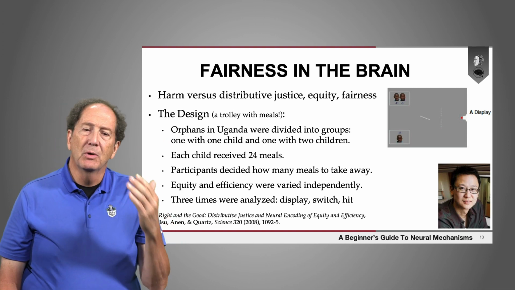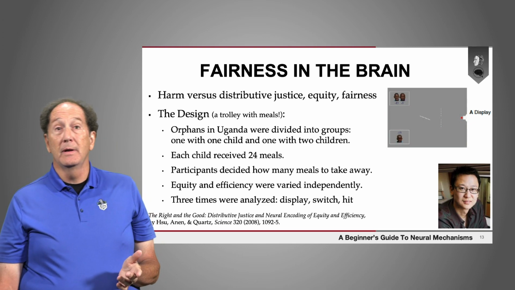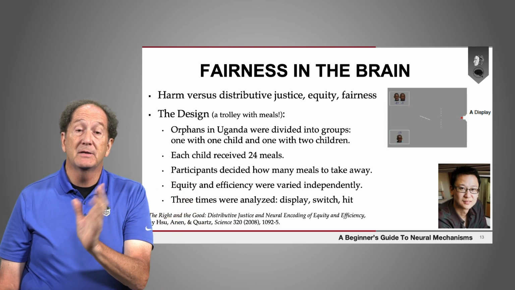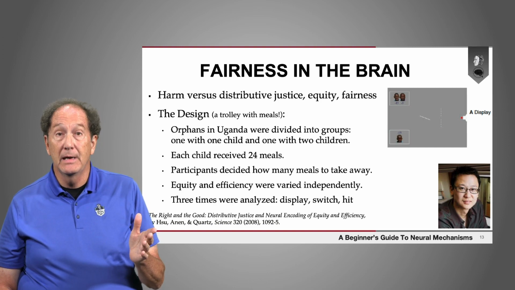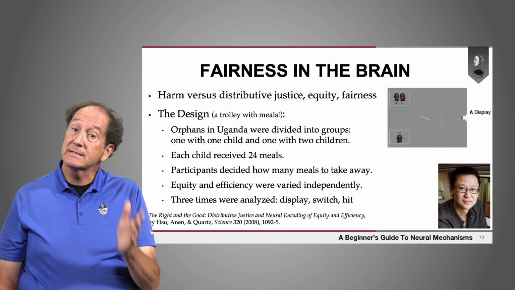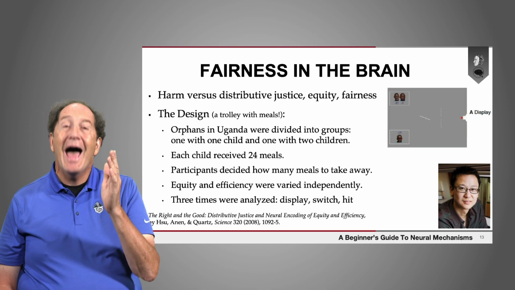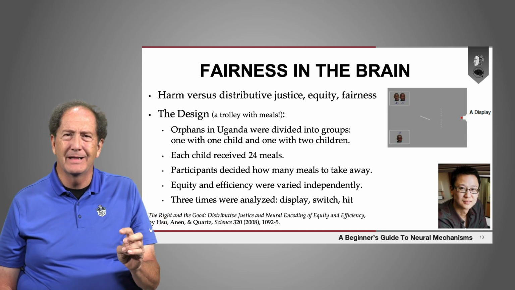He used actual orphans in Uganda who were hungry and needed food, and he divided them into groups where some groups had one child and other groups had two children. And each child received 24 meals. But participants decided how many meals to take away from those children, actually take meals away from them. None of them ended up with less than they started with.